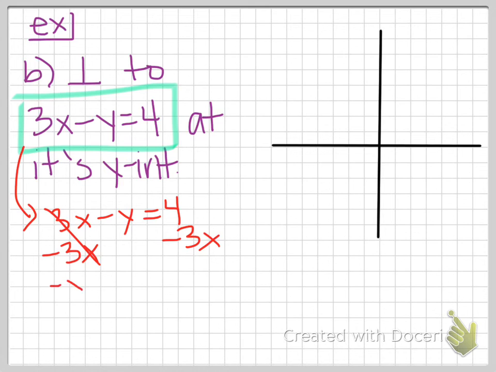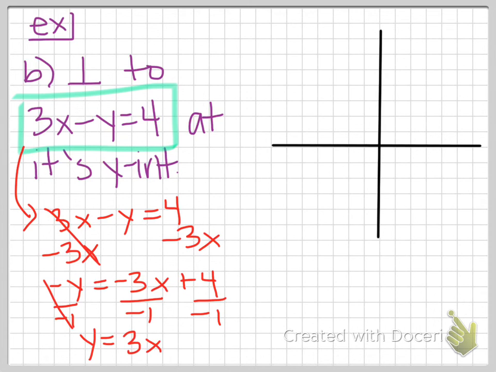So now I have negative y equals negative 3x plus 4. And then I need to divide everything by negative 1 to get y by itself. So y equals a positive 3x minus 4. So now that I got the equation by itself, I now need to graph it. So let's graph the original one. I'll do my original one in red, and then I'll make the newer one in the second color.